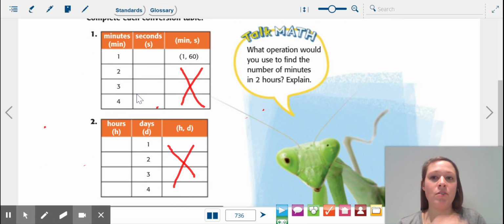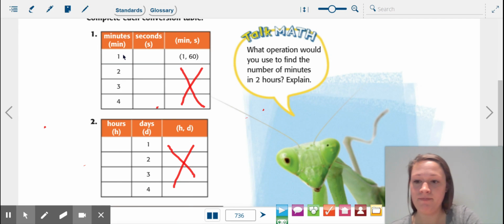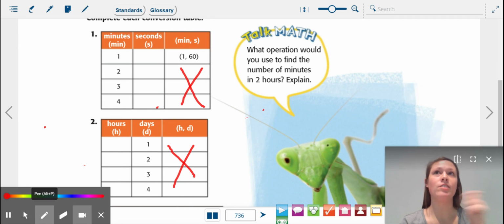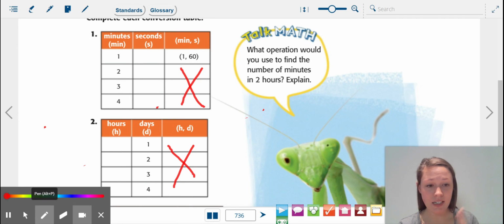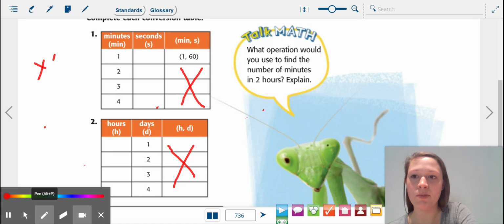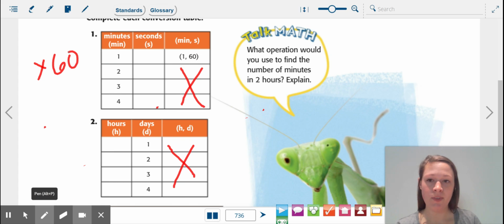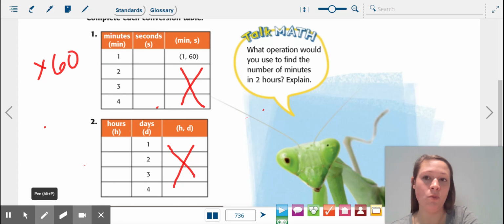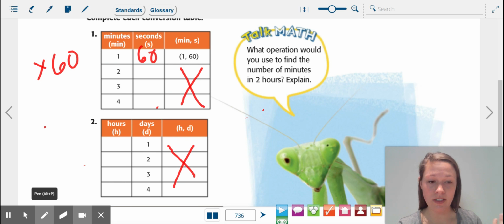So up here, we're going from minutes to seconds. Minutes to seconds. Flip back. 1 minute equals 60 seconds, okay? So each of these we're going to be multiplying by 60. Now it helped you out with that first one. So 1 times 60 is obviously 60, because 1 times anything is the number itself, okay?